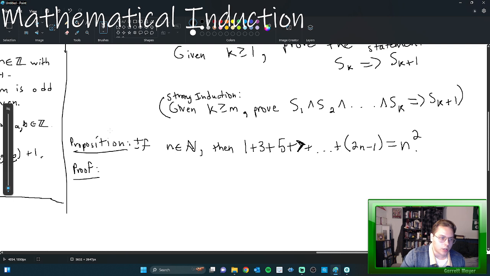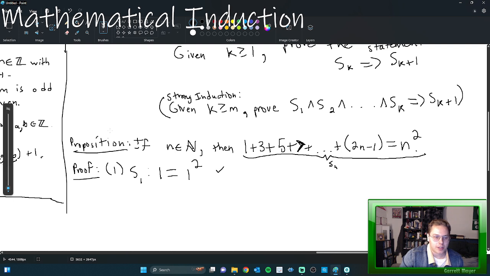We're going to start, once again, with the basic step. So this statement here, basically, this guy is Sn. So for our basic step, we want to prove S1. S1 is the basic idea that 1 equals 1 squared. Simple enough, that's true. 1 does equal 1 squared because 1 squared simplifies to just 1. So that's true.